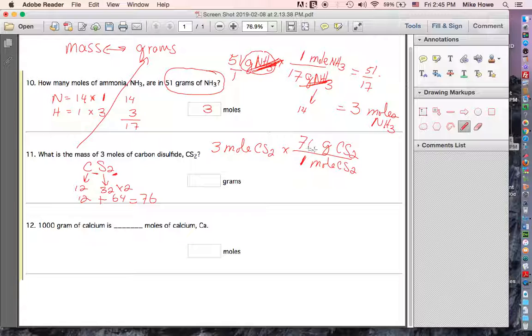So that's the number that we put up in the top there, the number of grams in 1 mole of CS2.